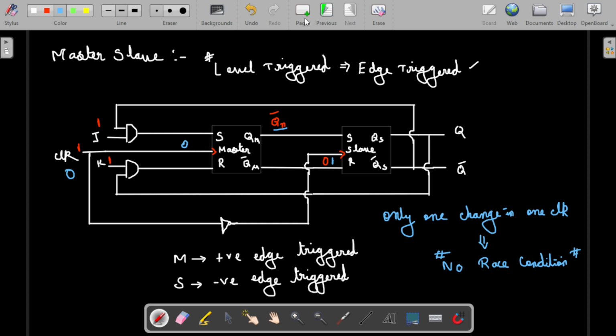So now you guys are able to get it, right? Whenever the clock is 1, the master flip-flop will work, and at that time the slave is off. Whenever the clock is 0, then the slave will work, but the master will be off. So there won't be any further changes, and only one kind of change will happen.